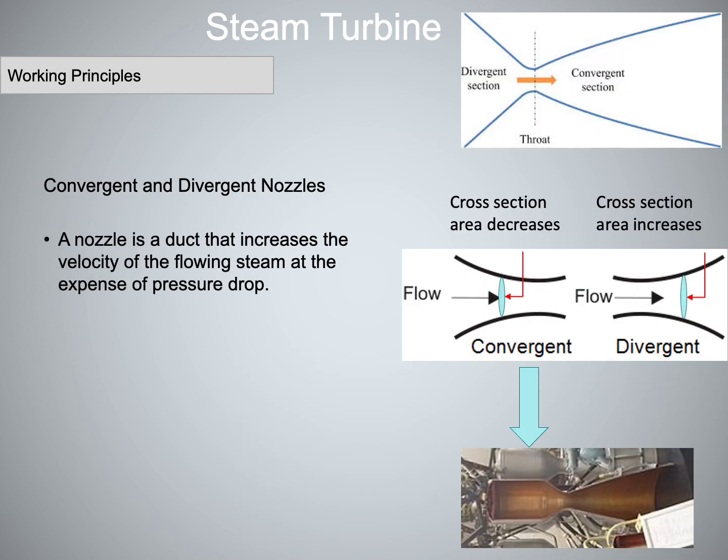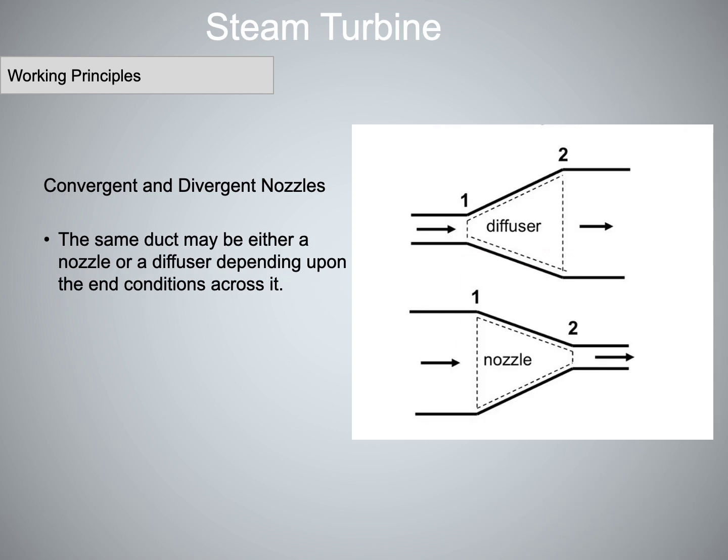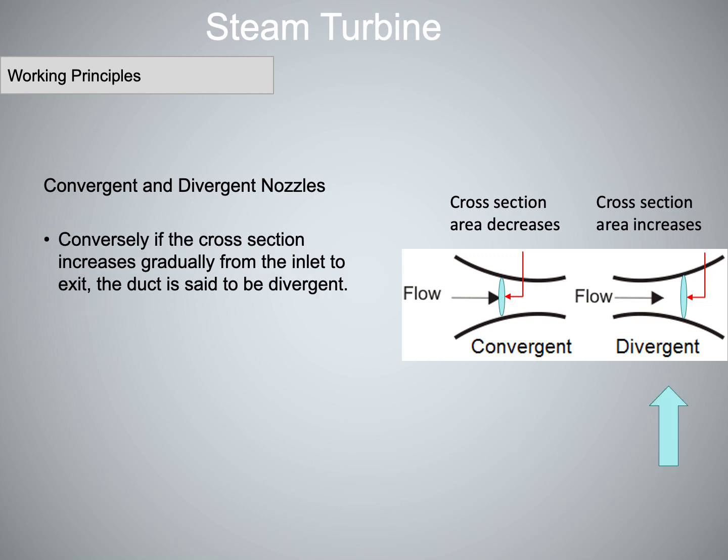Convergent and divergent nozzles. A nozzle is a duct that increases the velocity of the flowing steam at the expense of pressure drop. A duct which decreases the velocity of the steam and causes a corresponding increase in pressure is a diffuser. The same duct may be either a nozzle or a diffuser depending upon the end conditions across it. If the cross-section of a duct decreases gradually from inlet to exit, the duct is said to be convergent. Conversely, if the cross-section increases gradually from the inlet to exit, the duct is said to be divergent.